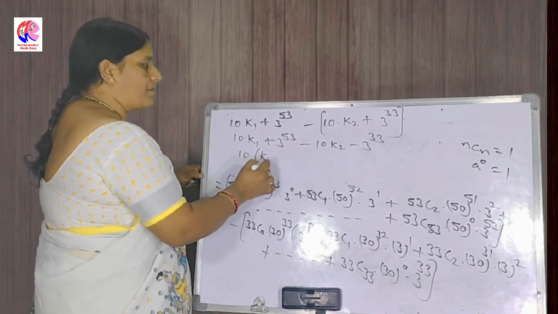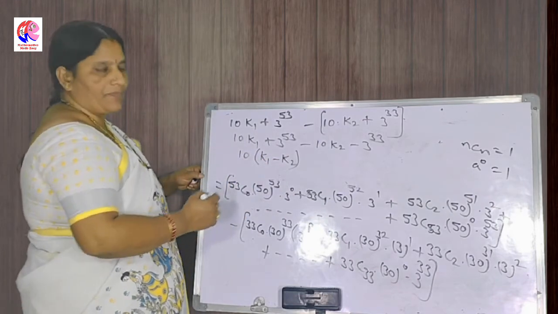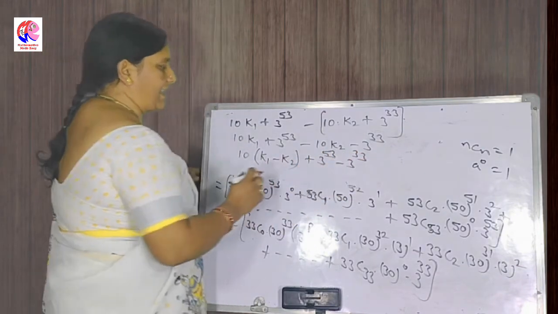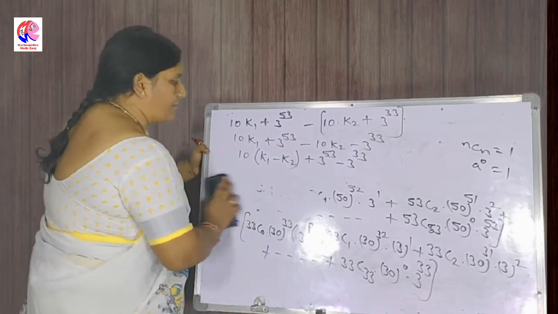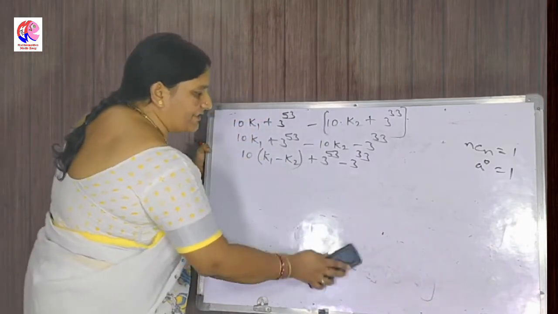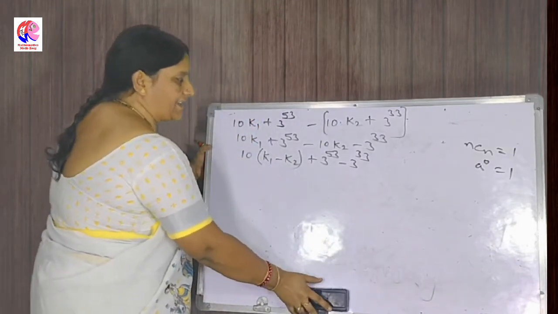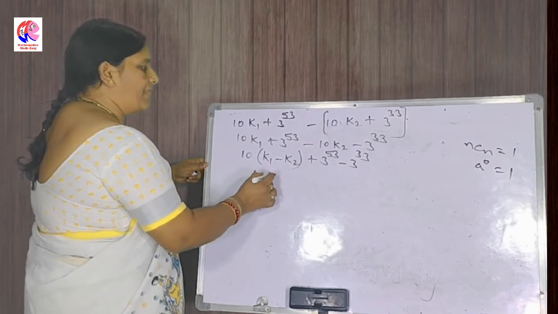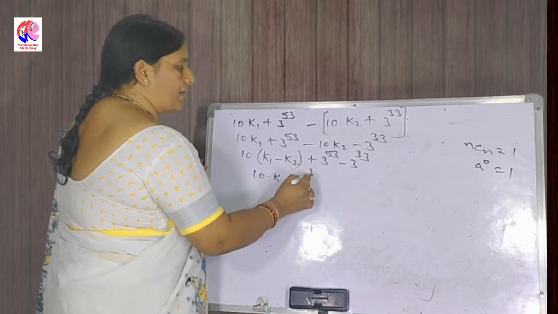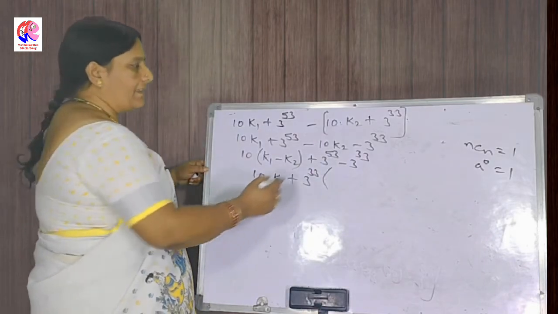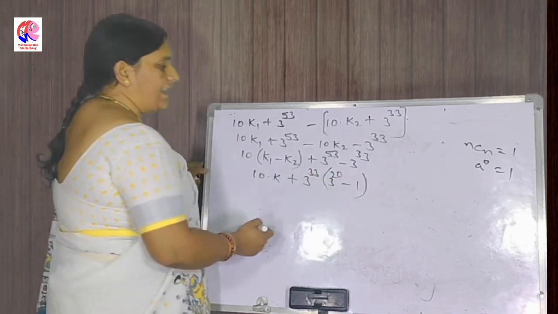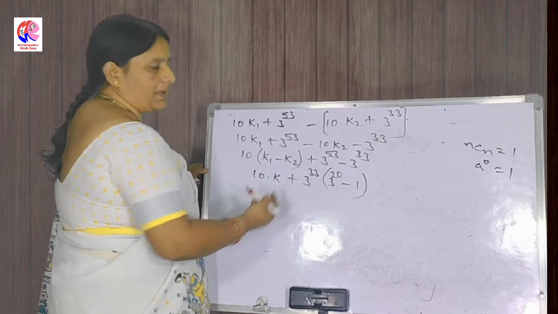It becomes 10 into (k1 minus k2) plus 3 to the power of 53 minus 3 to the power of 33. Now k1 minus k2 is some integer. So 10 into some integer is again divisible by 10. We can write it as 10 into some k, which is a multiple of 10. Plus, from these two, we can take out 3 to the power of 33 common. Then this becomes 3 to the power of 20 minus 1.